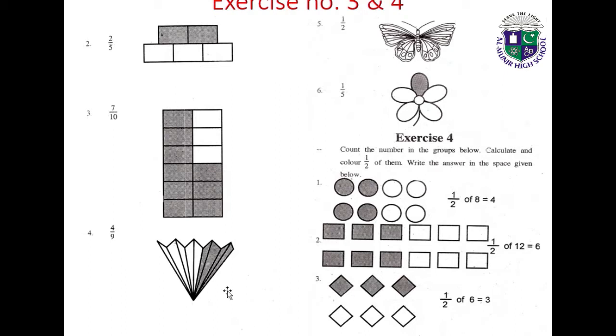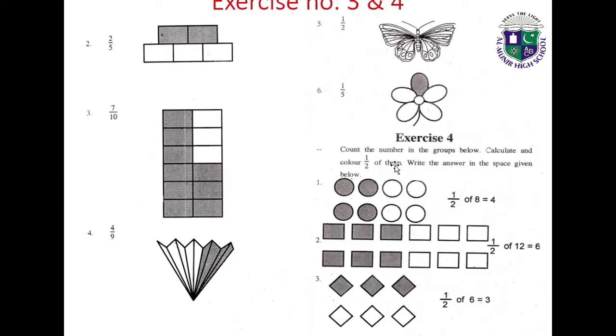The shaded part: 1, 2, 3, 4. 4 over 9 is your answer. Next question, 1 by 2. One part is shaded, 1 by 2 is your answer. The next, 1 by 5: 1, 2, 3, 4, 5. One leaf is shaded, so 1 over 5 is your answer.